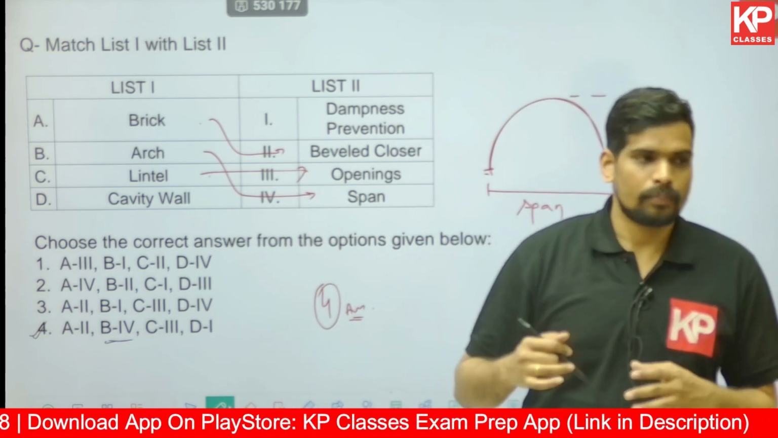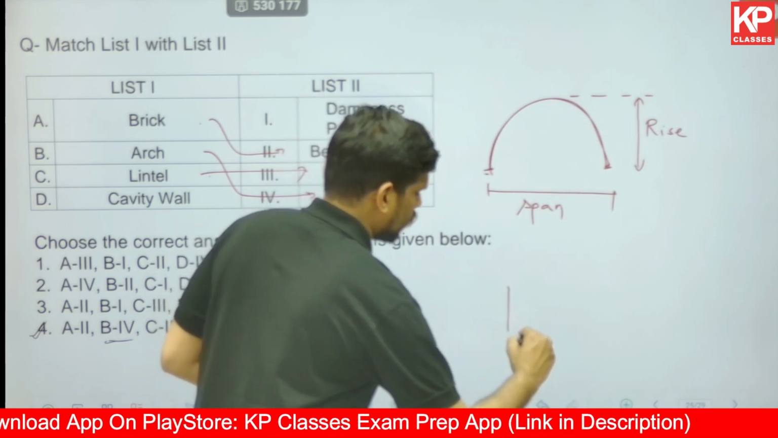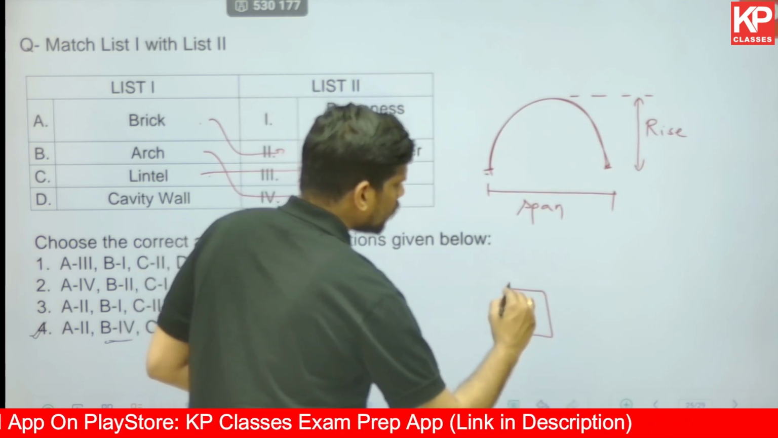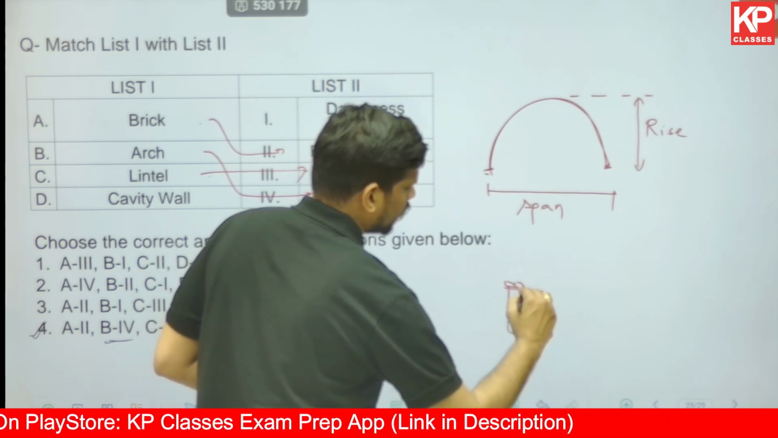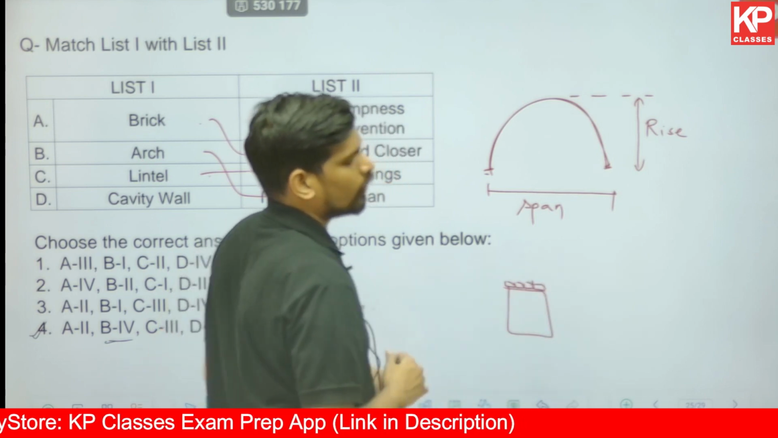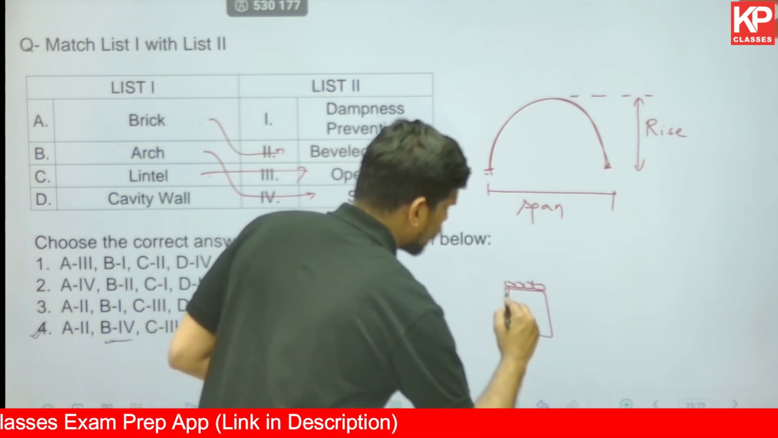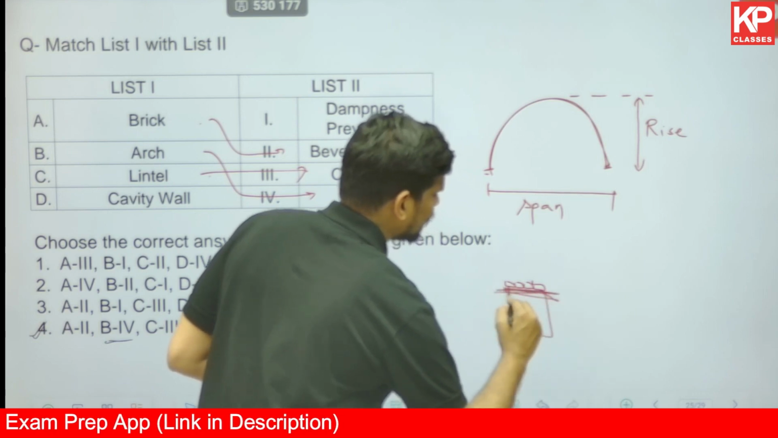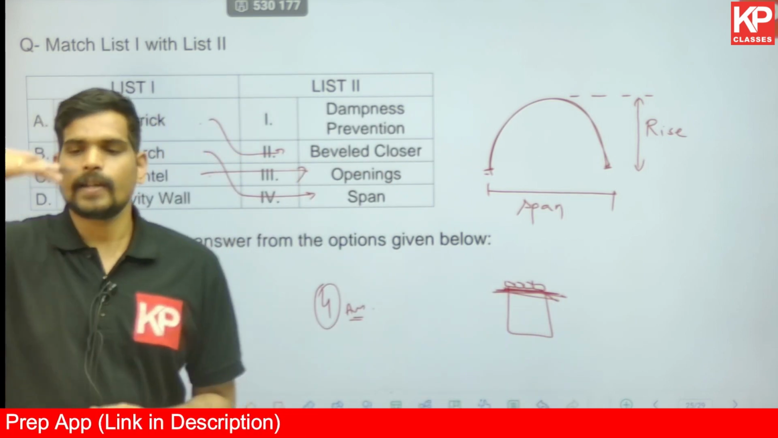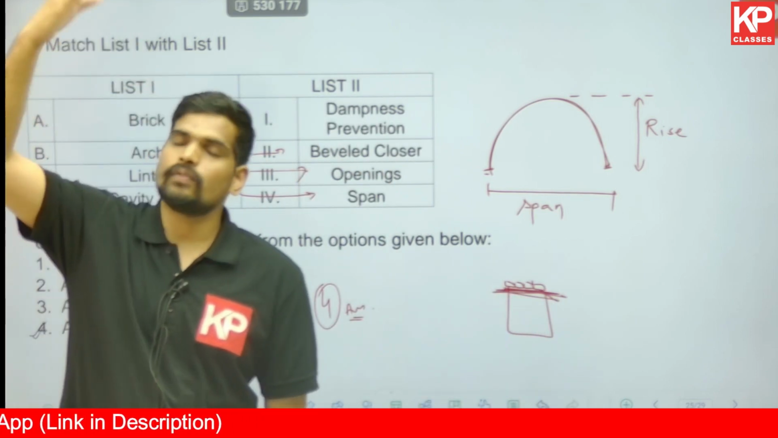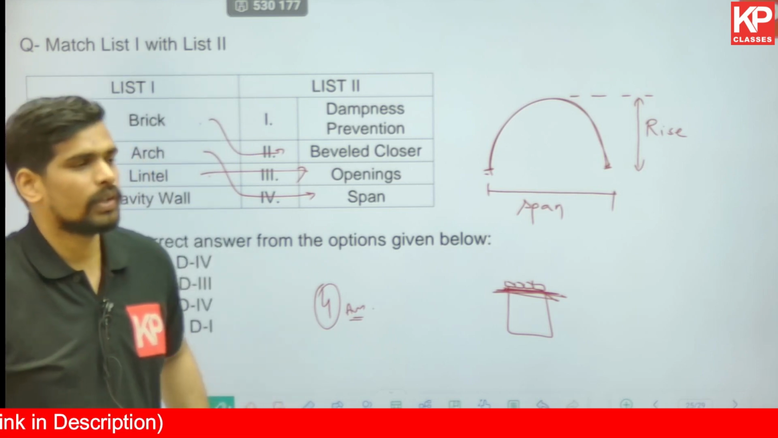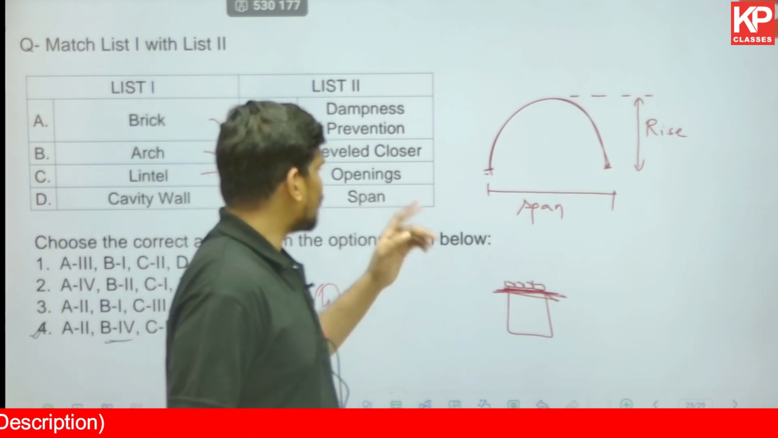Lintel is constructed, so basically if you construct a window or a door, you cannot place bricks on top of an opening. You cannot construct a wall directly on an opening. How will they be supported? To support those bricks you lay a lintel on the top. So lintel is that structural element which is laid above the openings to take the load of the wall on top of it if there is any wall on the window or a door. So the answer for it will be openings.